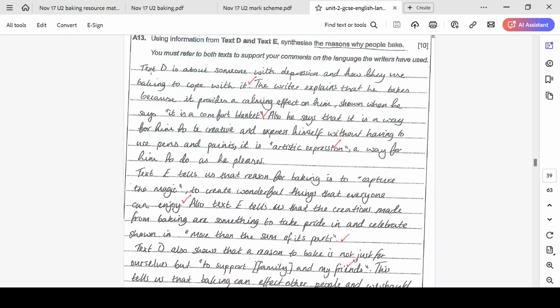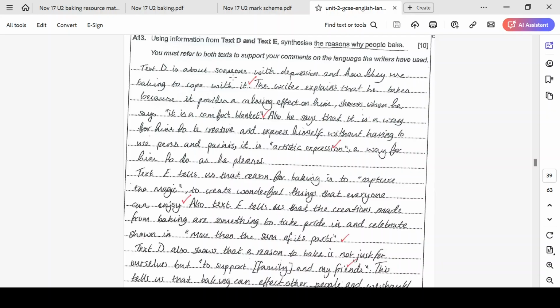So you're looking through text D and you're just finding all, hopefully for 10 marks, all the reasons in text D why people bake. You're putting them in your own words. You're sometimes backing them up with quotes. You're certainly not just using quotes. The example is a little bit vague on whether quotes are essential, but I think if in doubt, where it says here you must refer to both texts, it feels to me like they're suggesting that quotes are not inappropriate. So I would include them.